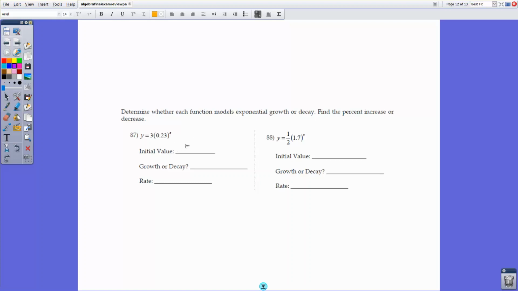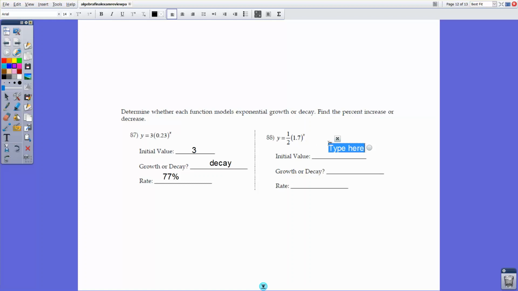In this case, we have an initial value of 3. Let's change this back to black. Value of 3. Growth or decay? In this case, it's decay. And then what is that rate of decrease? This is a percent decrease. So it would be 1 minus 0.23. That is a 77% rate.